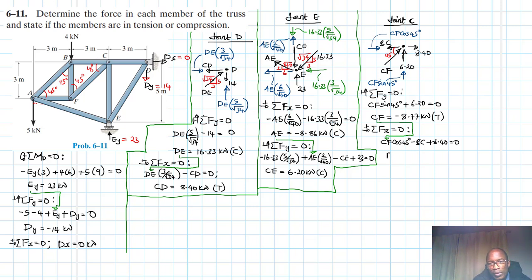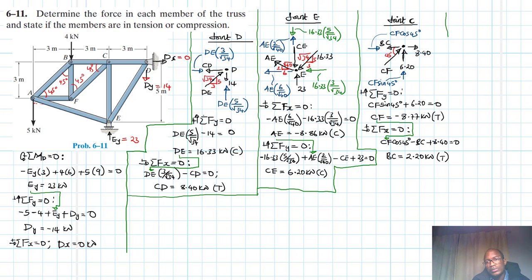Therefore, our BC is just going to be equal to minus 8.77 cos 45 plus 8.4. Therefore, we have BC equal to 2.20 kilonewtons, and this is in tension. Okay, so this is about it for this case.